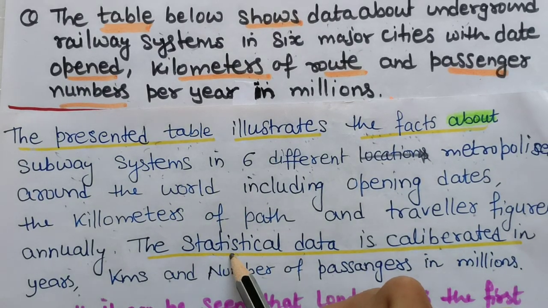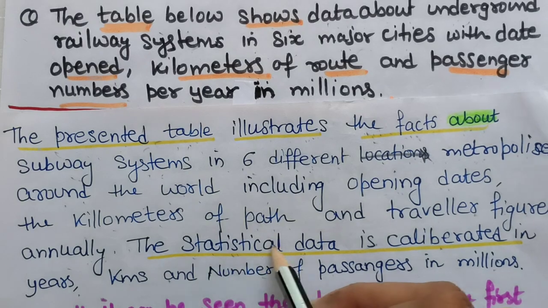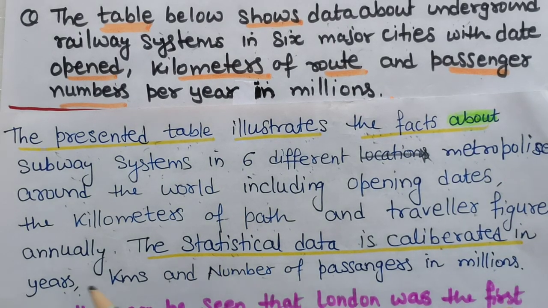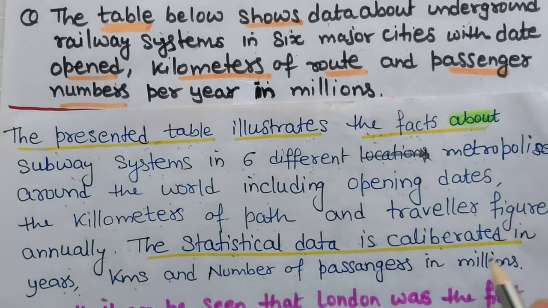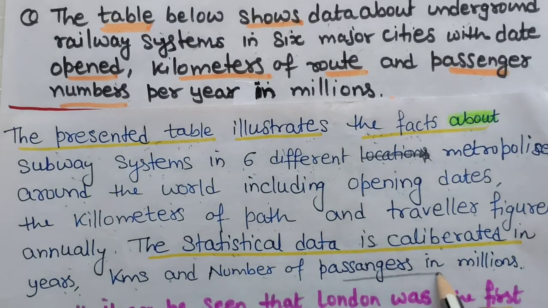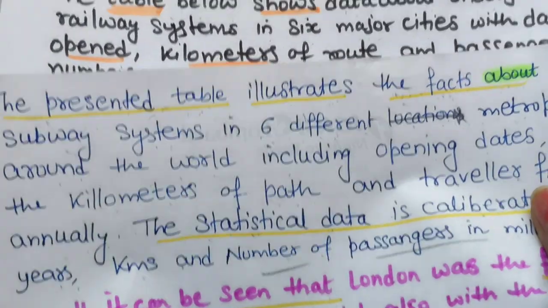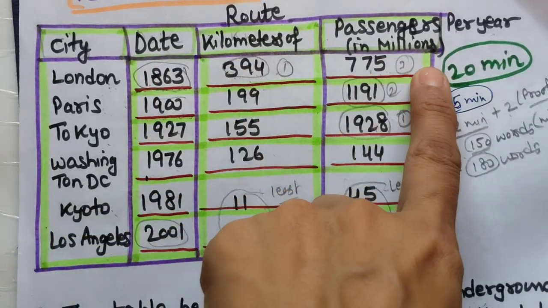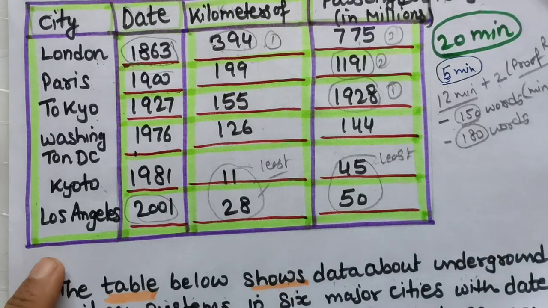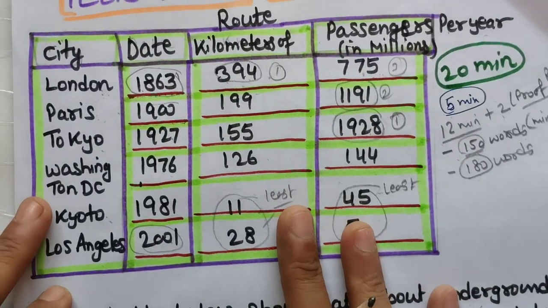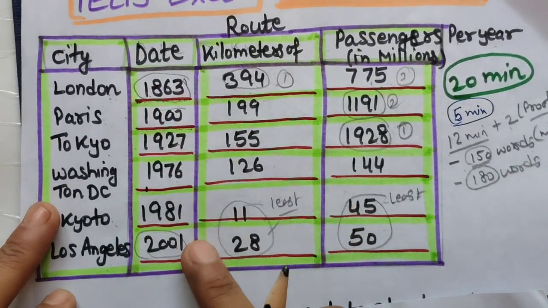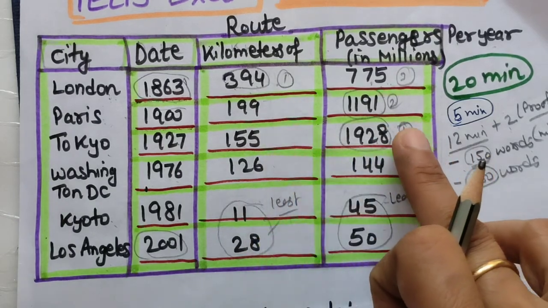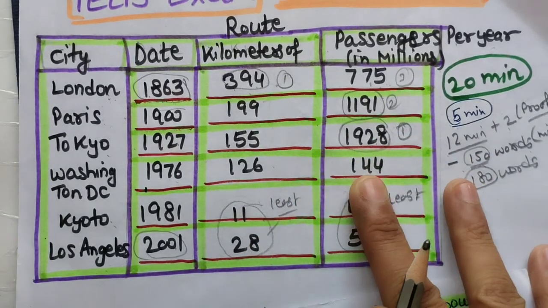And the last line, it is important to write if you want, the statistical data is calibrated or presented or represented in years, kilometers and number of passengers in millions. So this we have written from where we have picked up. So here it is given. See this: date of opening, kilometers, passengers per year in millions. Now overall paragraph, what we will be writing: this is the oldest railway system, this is the newest, this is the highest kilometers they have done, and Tokyo is number 1. So these things we will highlight.